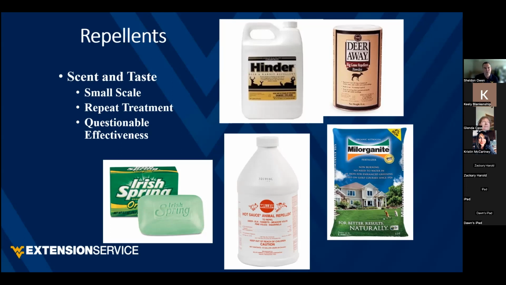So again, if you're looking at any of these commercially available products, read the label, see what's their main ingredient, whether it be, again, blood meal, rotten milk, putrid eggs. Those are your scent-based repellents, and then a capsaicin, hot sauce will be more of a taste-based repellent. See what works for you. And it comes down to cost.